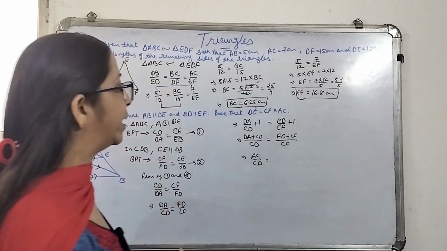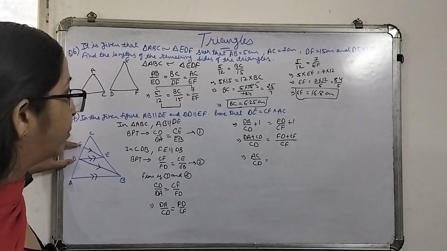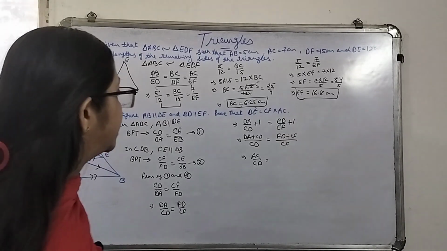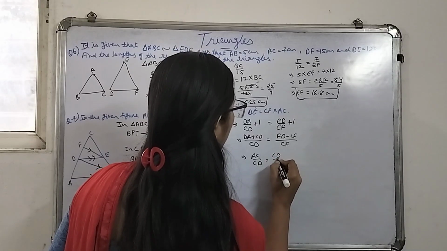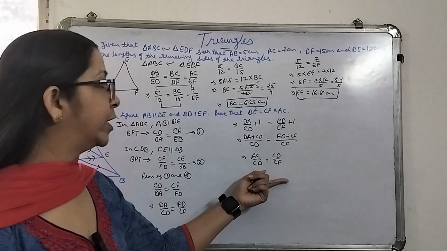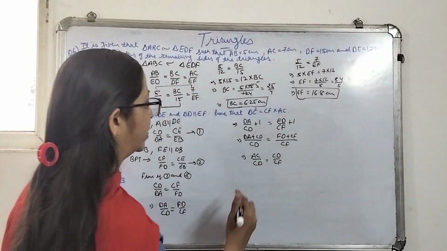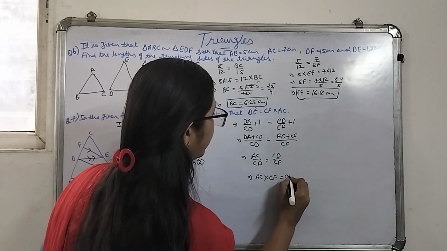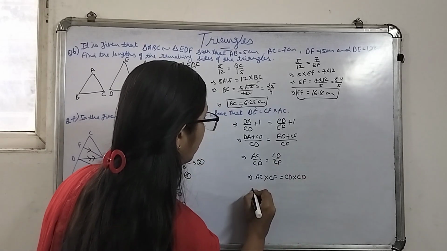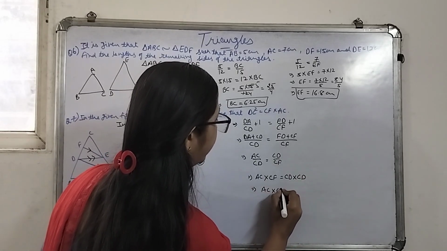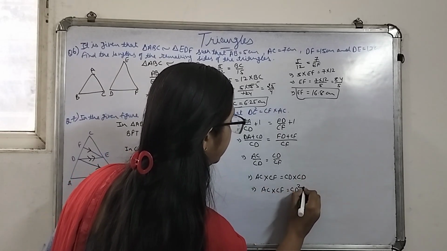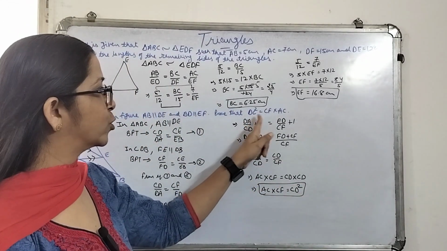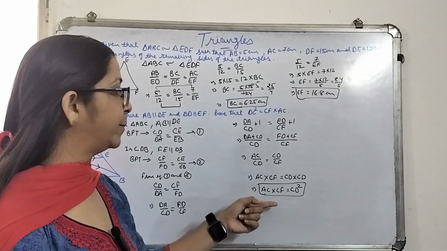It is equivalent to FD plus CF. If we add these two, it will give us your CD. It is equivalent to CD over CF. Now, if we cross multiply it, it will give us AC multiplied by CF is equivalent to CD multiplied by CD, or we can say AC multiplied by CF is equivalent to CD square. And this was to be proved, that CD square or DC square is equivalent to CF multiplied by AC.